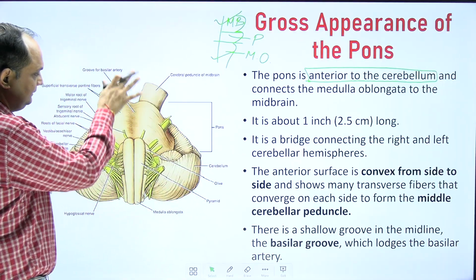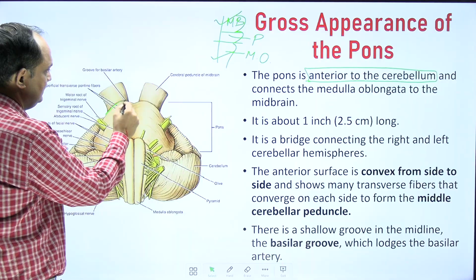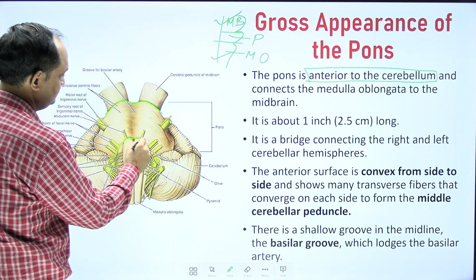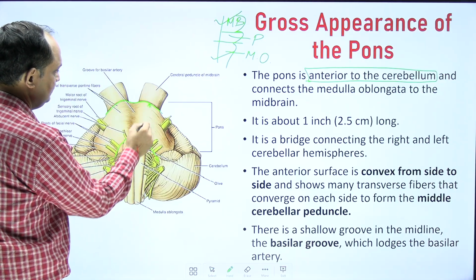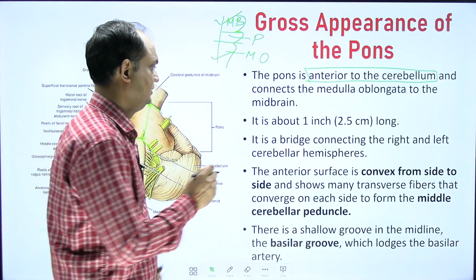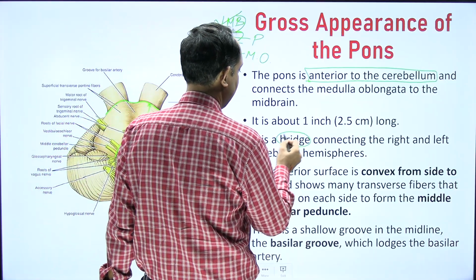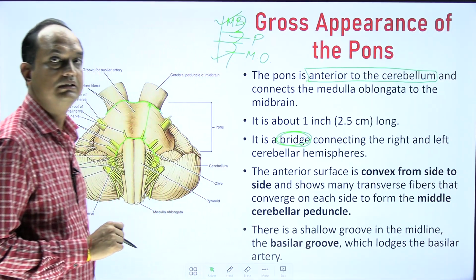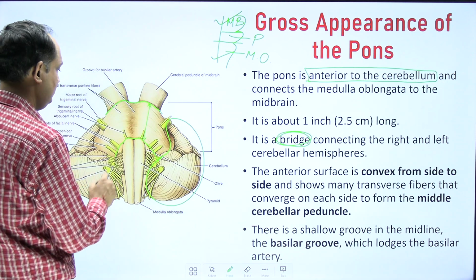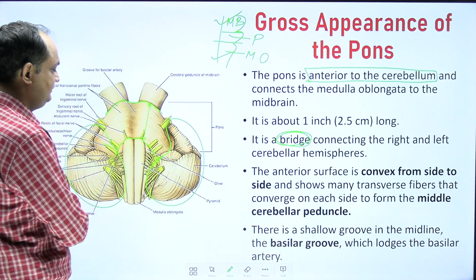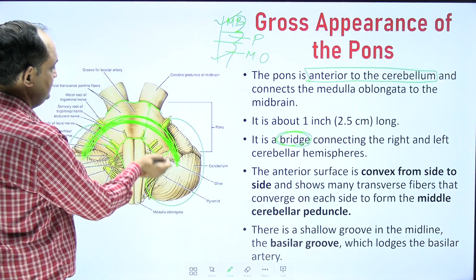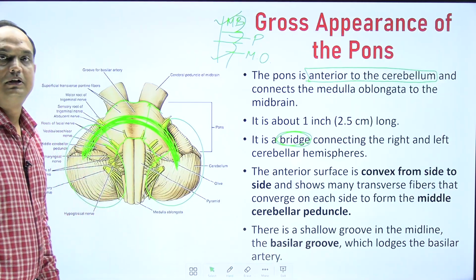In this view, this is the anterior surface, where you can see this is the upper margin of the pons and this is the lower margin of the pons, and this distance is around 1 inch. Now, pons literally means bridge. This is a bridge between the right and left halves of the cerebellar hemisphere. This is one cerebellar hemisphere, this is the other cerebellar hemisphere, and both hemispheres are connected to each other by a bridge, and this bridge is known as the pons.